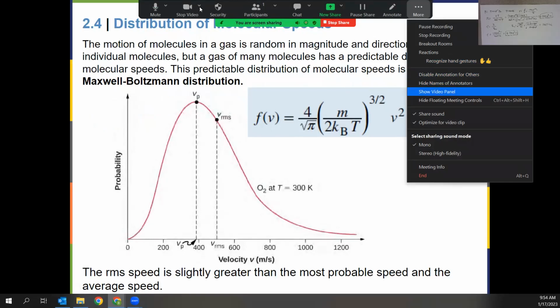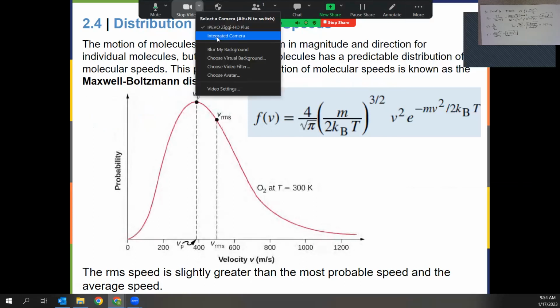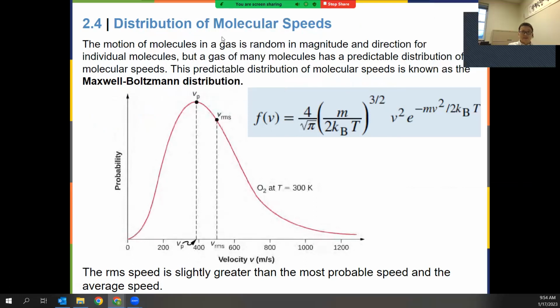So we'll actually skip section 2.3. We'll come back to that section later. But let's talk about the distribution of molecular speed. Quickly mention that. As I mentioned, the speed of each molecule is not necessarily the same all the time. Actually, it has a distribution of speed called the Maxwell-Boltzmann distribution, which gives the probability of a molecule having a certain speed.